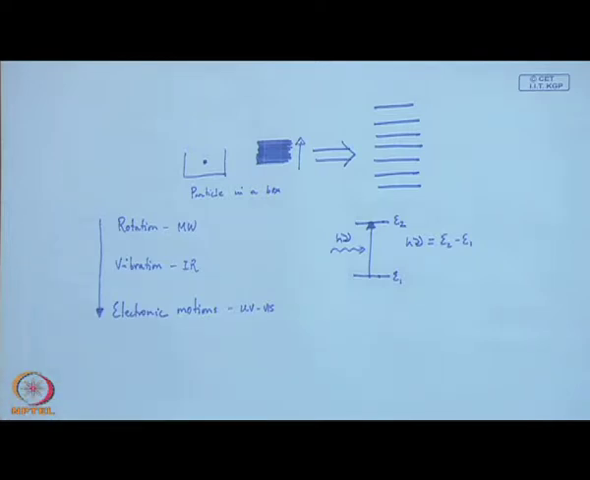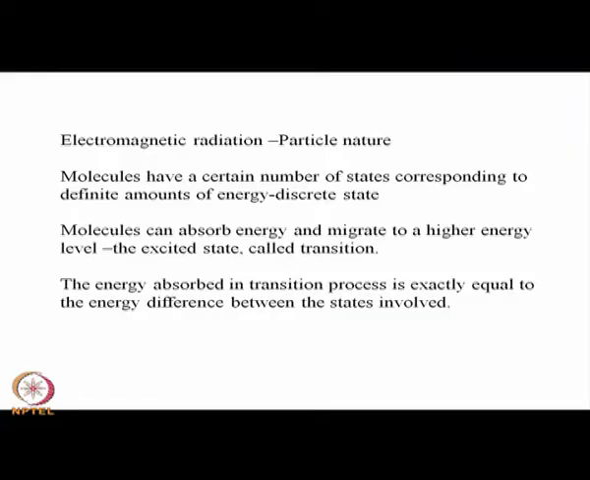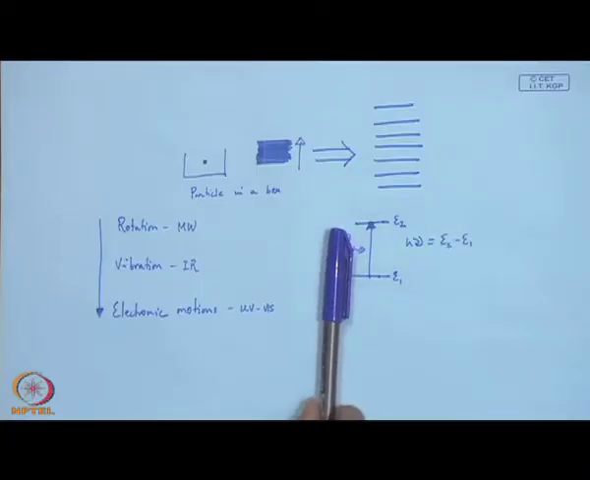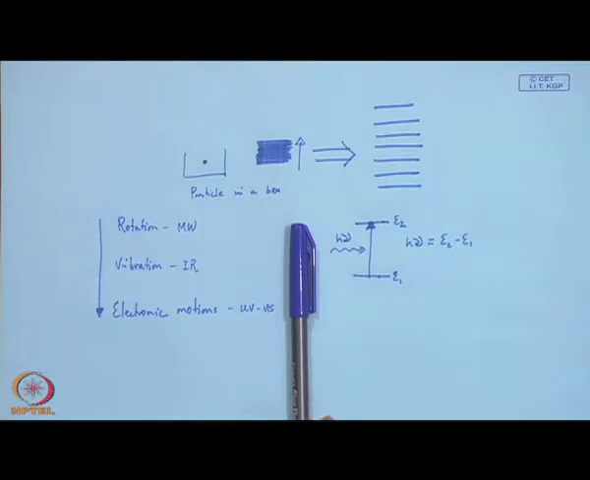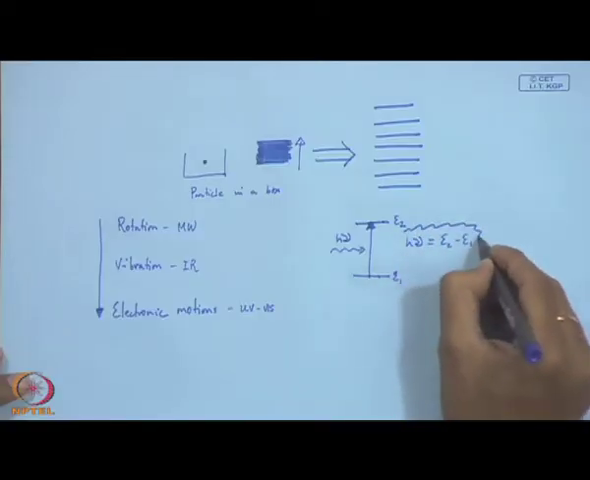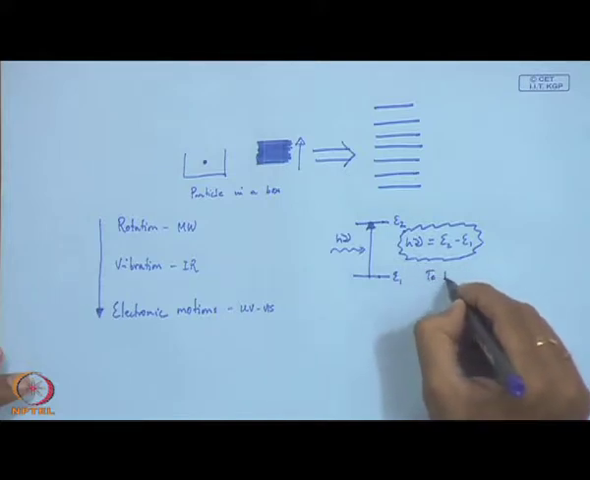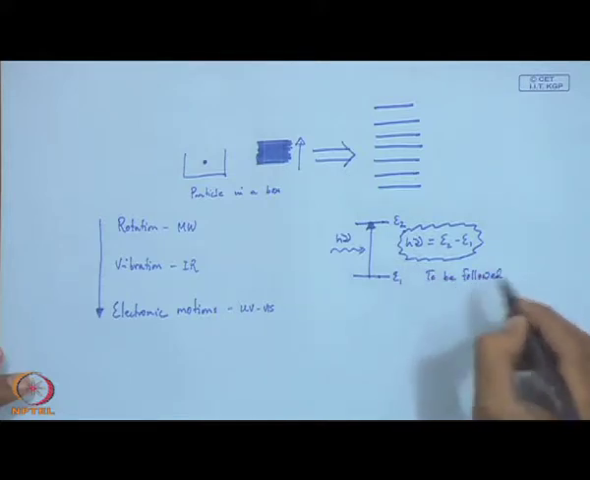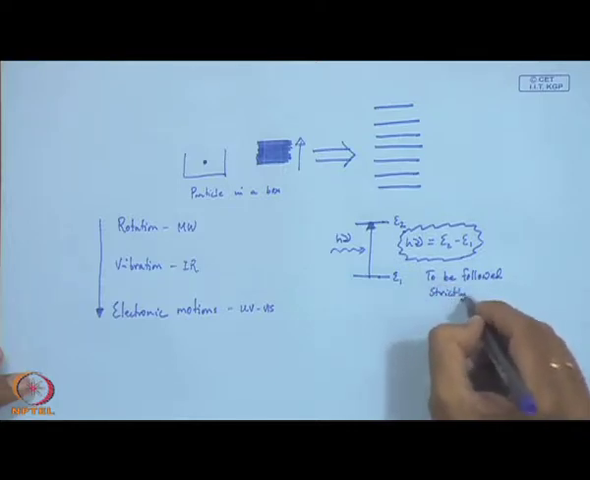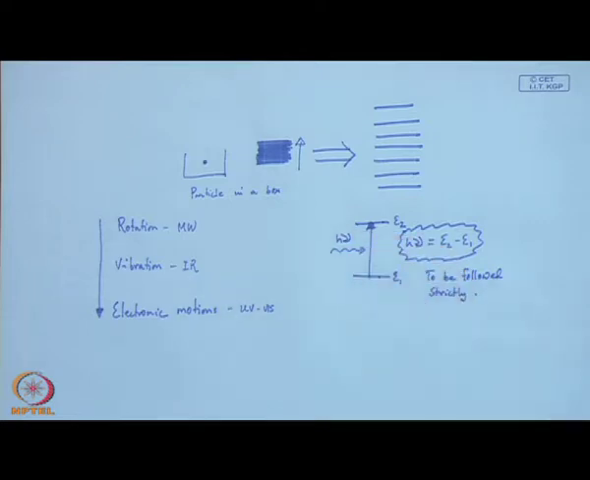Now, the energy absorbed in the transition process is exactly equal to the energy difference between the states involved, which I just wrote over here. This is the condition, and if it is not satisfied, then this transition will not take place. So, this has to be followed strictly. Otherwise, this quantum mechanical transition will not take place, and therefore no spectroscopic signature is expected. This is related to the spectroscopic signature, that is, the spectra of a molecule.